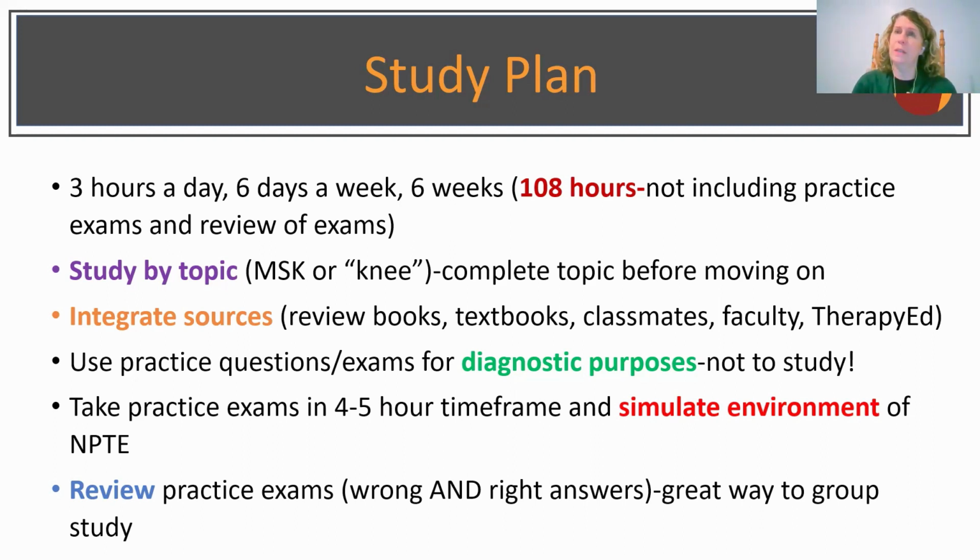So when you read the right answers, that's a great way to group study. Say, hey, let's all take the same exam, and we'll get together at Starbucks this weekend and go through the questions we got wrong, and then we'll start going through some of the questions we got right. If you were guessing, you got it right, and you review the rationale, then when you take another practice exam or the NPTE and that content comes up, you're going to have a lot more confidence in answering it, because you know you're not guessing anymore. You know.